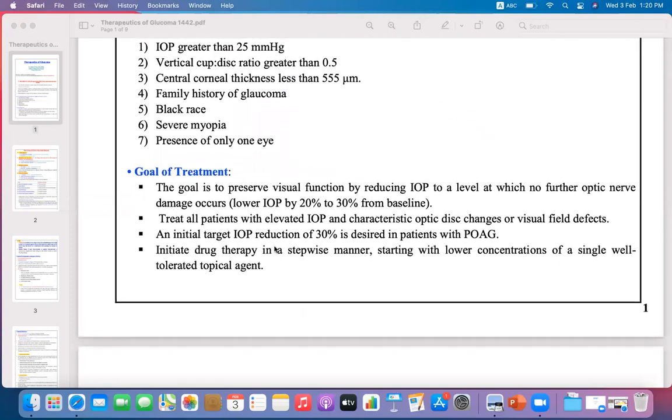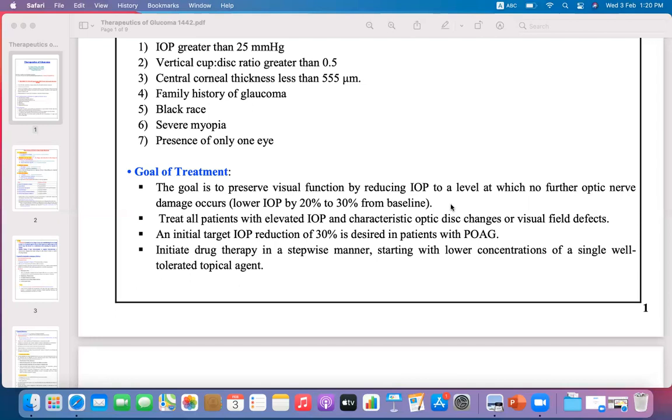What is the goal of treatment? When you start the medication, the goal is to preserve visual function by reducing intraocular pressure to a level at which no further optic nerve damage occurs. What happens in glaucoma? The intraocular pressure is increased, which may damage the optic nerve. Our target here is to preserve the optic nerve, so we have to lower the intraocular pressure by 20 to 30% from the baseline.